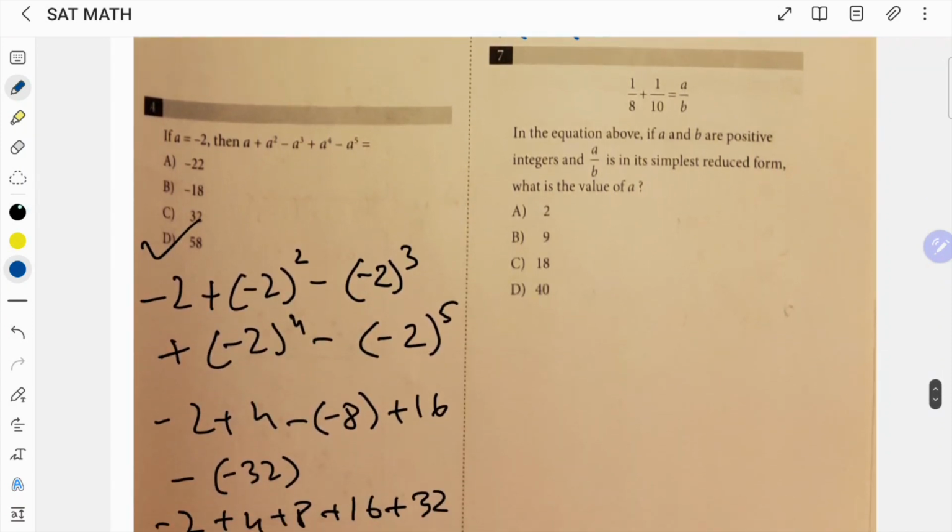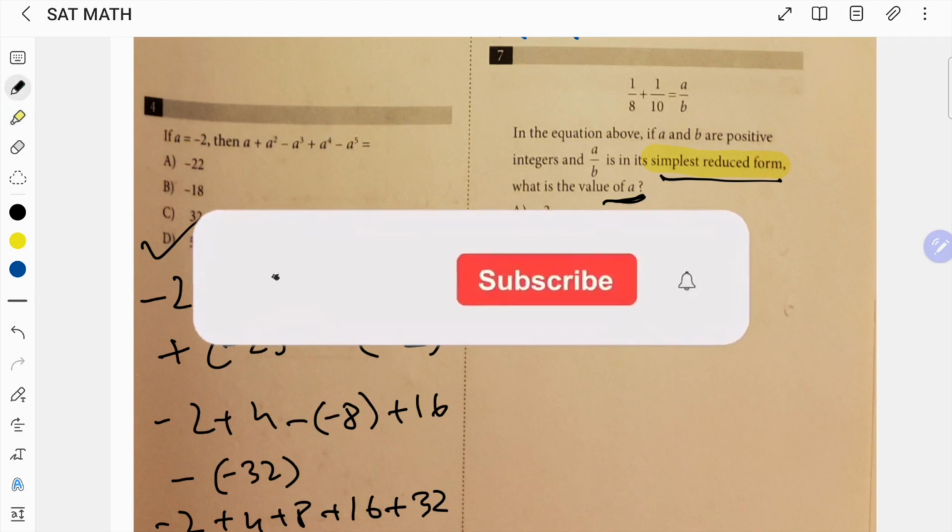Alright, in the next question, 1 by 8 plus 1 by 10 gives A divided by B. Here we just need to find what is the value of A. Alright, so here, and it's reduced to its simplest form. Okay, this is a keyword actually. A divided by B is in its simplest form. So let's just take the LCM.